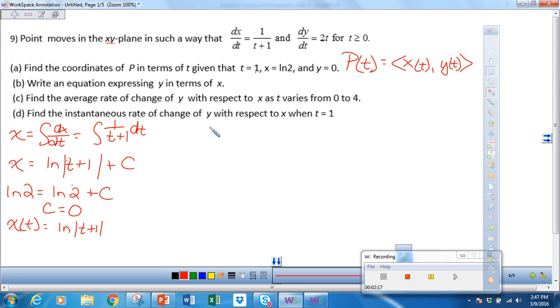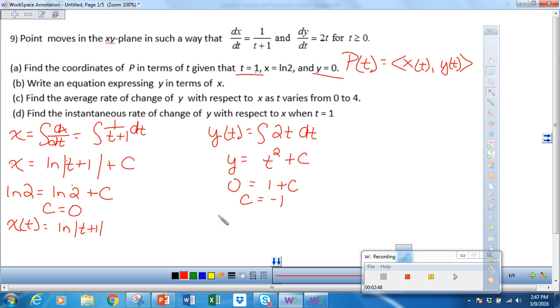Now we need to find y of t. So y of t is going to equal the integral of 2t, which is our dy/dt. Integrating that, we get y is equal to t squared plus c. The initial condition we're given is that when t is equal to 1, y is equal to 0. So we get c is equal to negative 1, so y is equal to t squared minus 1.